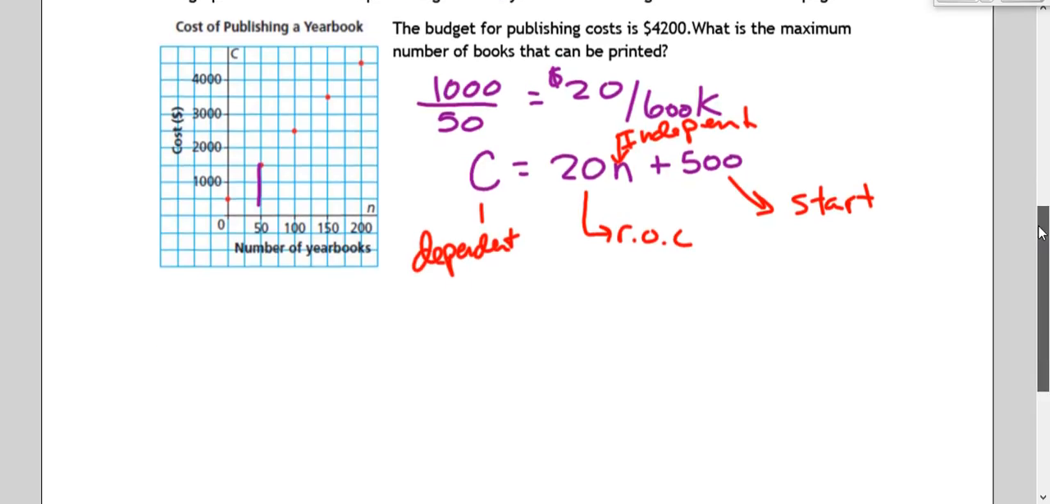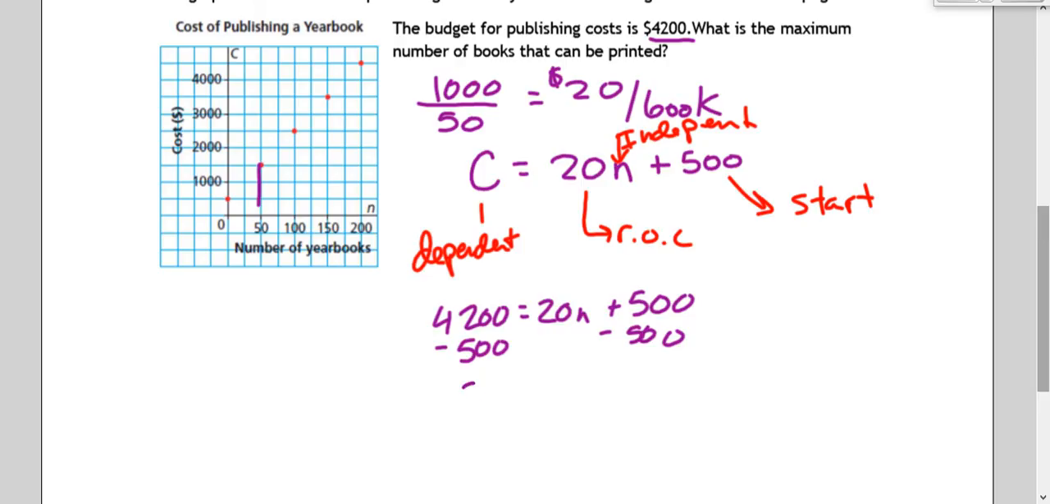If I want to know how many books I can be printing, and I know that I have a budget of $4,200, that is my cost. First thing I have to do is subtract 500 over. That leaves me with 3,700 is equal to 20n, divided by 20. And we get 185 is equal to n. So we can only print 185 yearbooks if that is our budget.